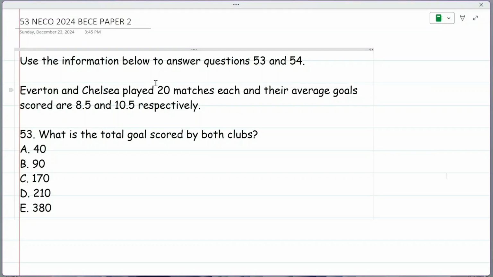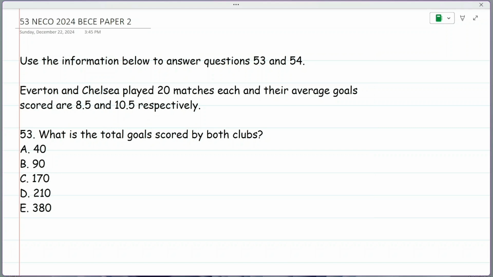Use the information below to answer questions 53 and 54. Everton and Chelsea played 20 matches each, and their average goals scored are 8.5 and 10.5 respectively. Question 53. What is the total goals scored by both clubs? From the question, you can gather some information. Everton and Chelsea played 20 matches each, and their average goals scored are 8.5 and 10.5 respectively.